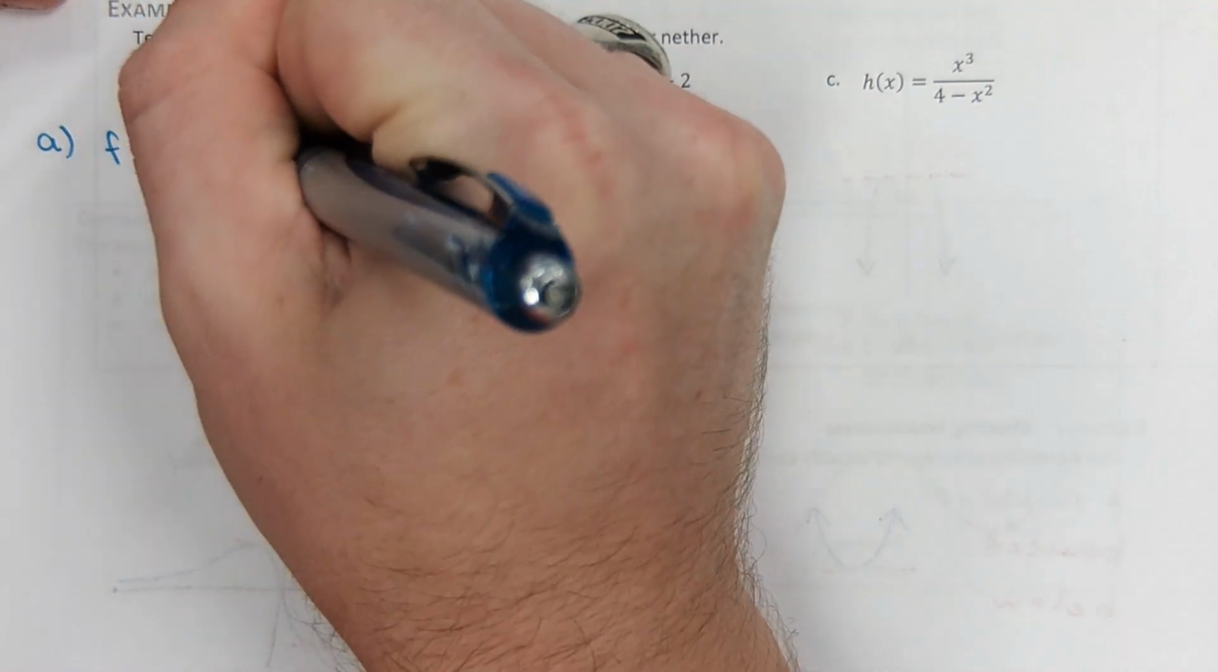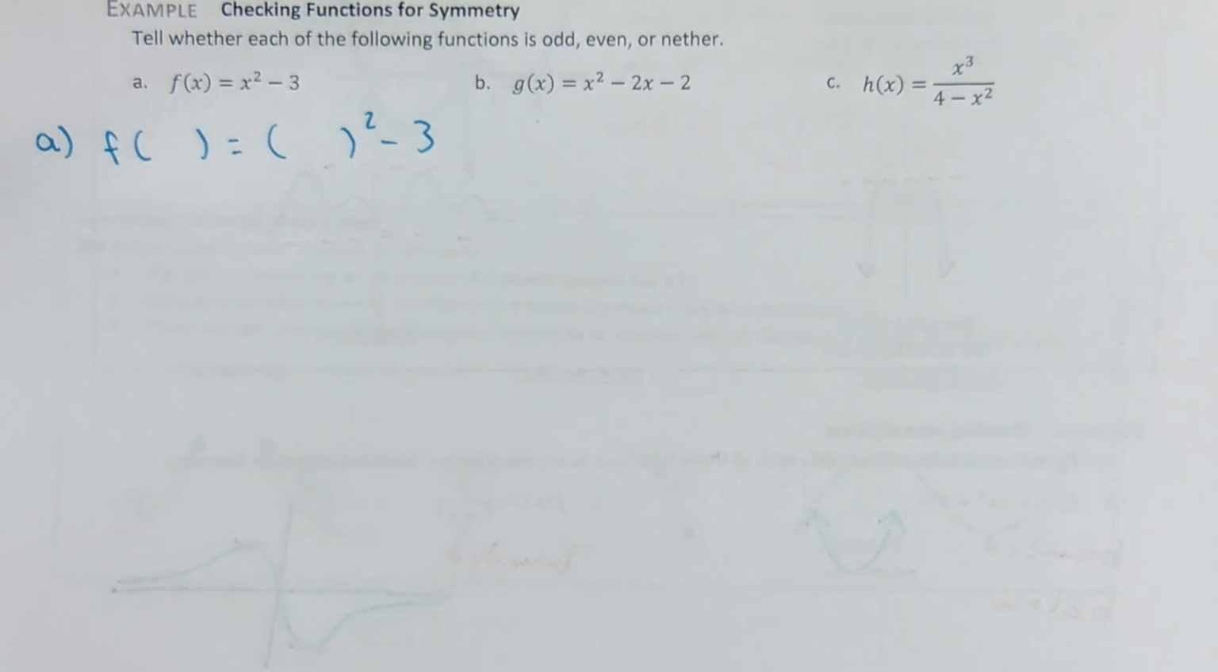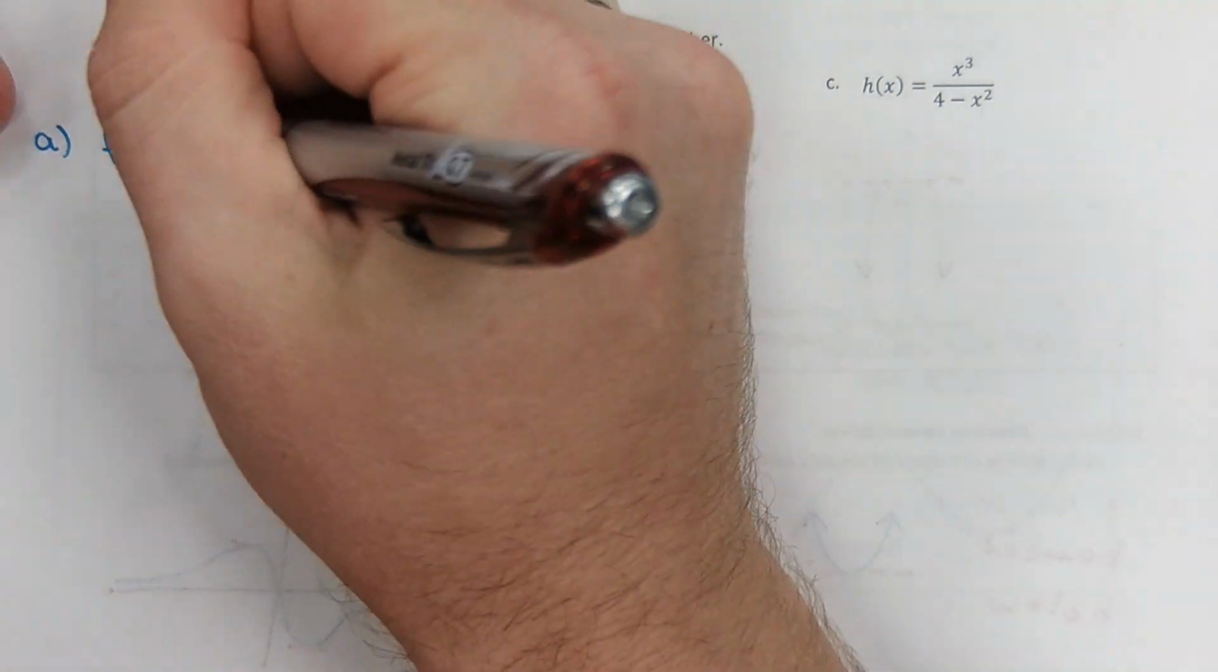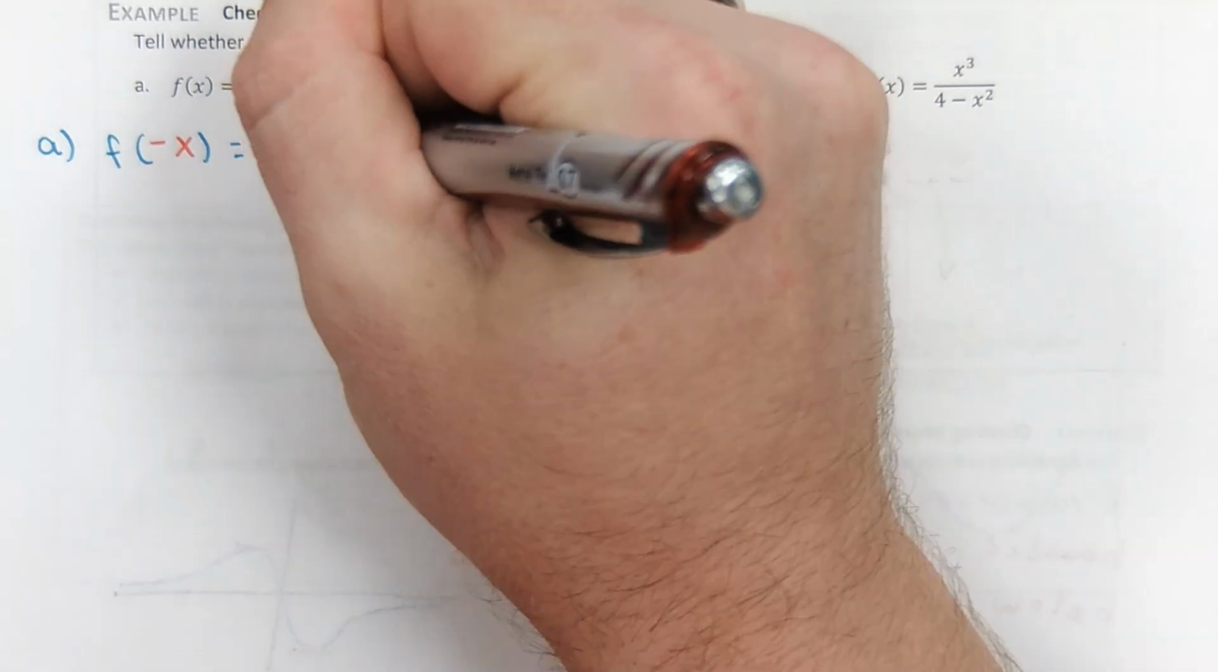Everywhere I had an x, I'm just going to leave an open set of parentheses, and then say whatever happens on the left happens on the right. So if I fill the parentheses on the left with a negative x, I'll fill the parentheses on the right with a negative x.